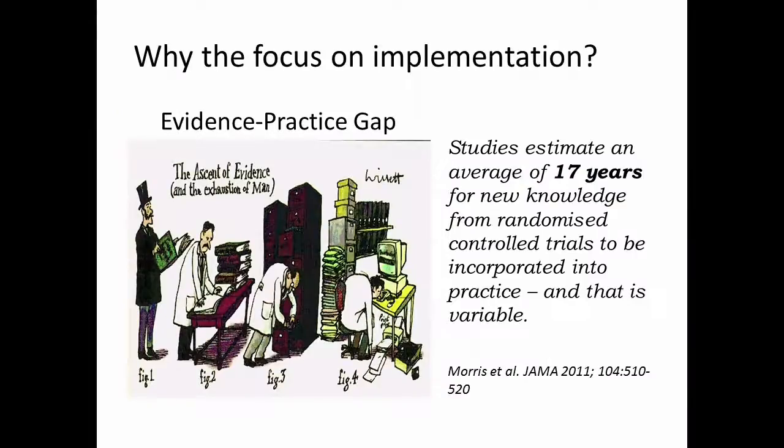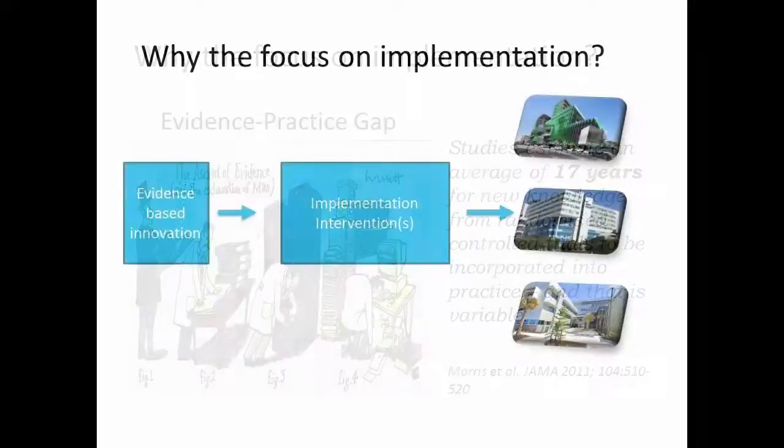So why the focus on implementation? Well, a recent study from Morris et al. reports that studies estimate an average of 17 years for new knowledge from randomized controlled trials to be incorporated into practice. And that still is variable. It could range anywhere from 5 years to 105 years.